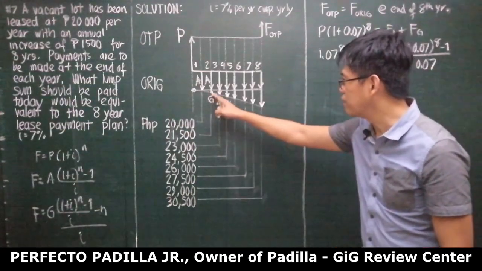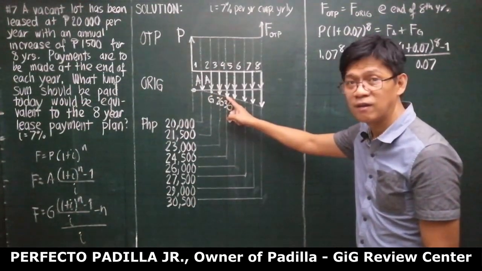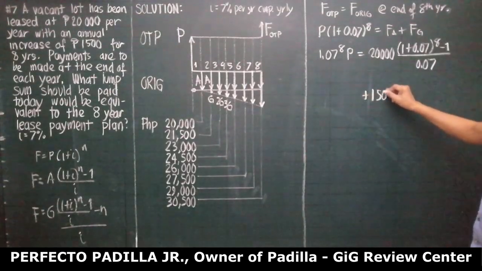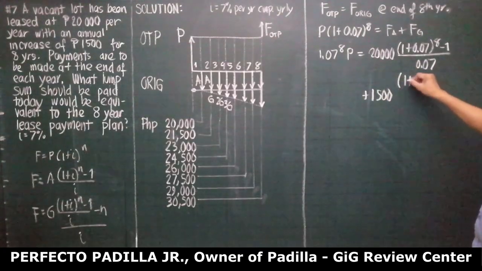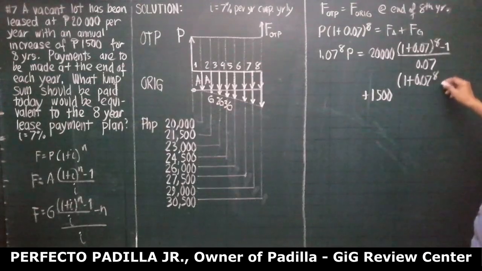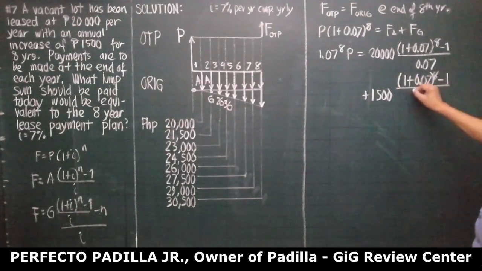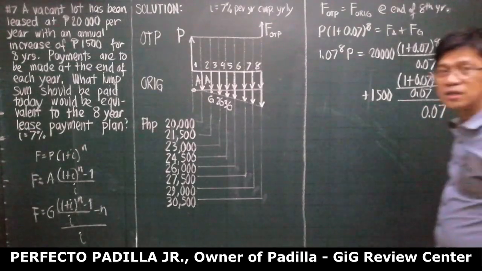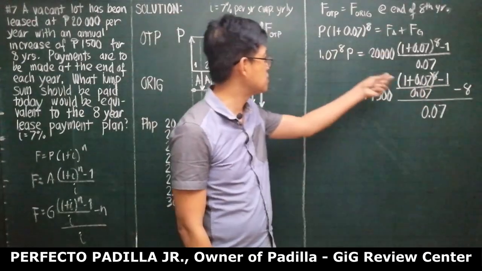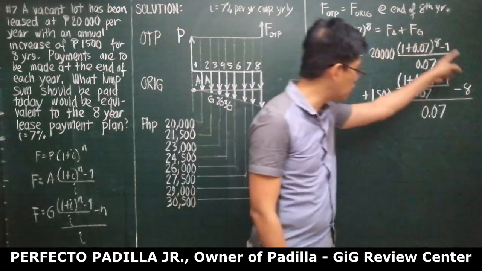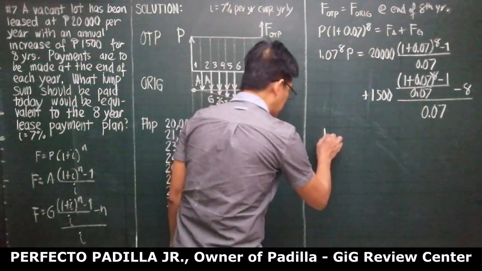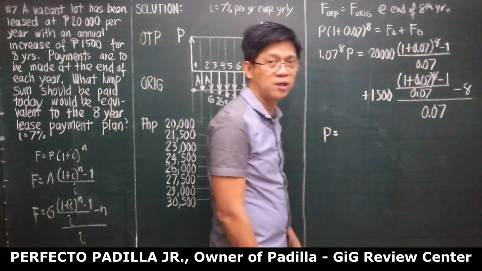Ano yung G natin? 1.5 times 2, 3,000, times 3, 4.5. So, ang G is 1.5, no? 1,500 times 1 plus 0.07 raised to 8 minus 1 over i, 0.07, minus n, 8, over i, 0.07. This is now just one equation in terms of P. You compute this over 1.07 raised to 8, you will be able to solve your P.